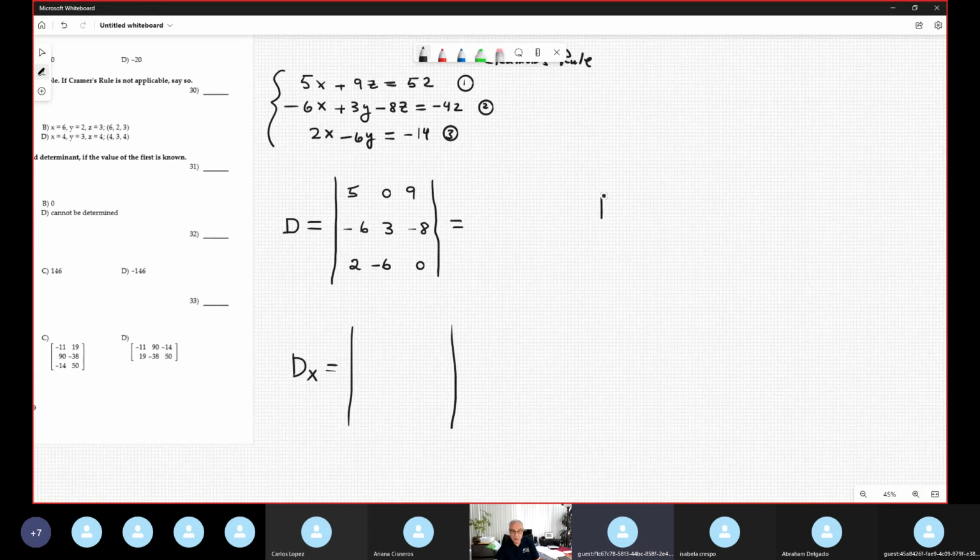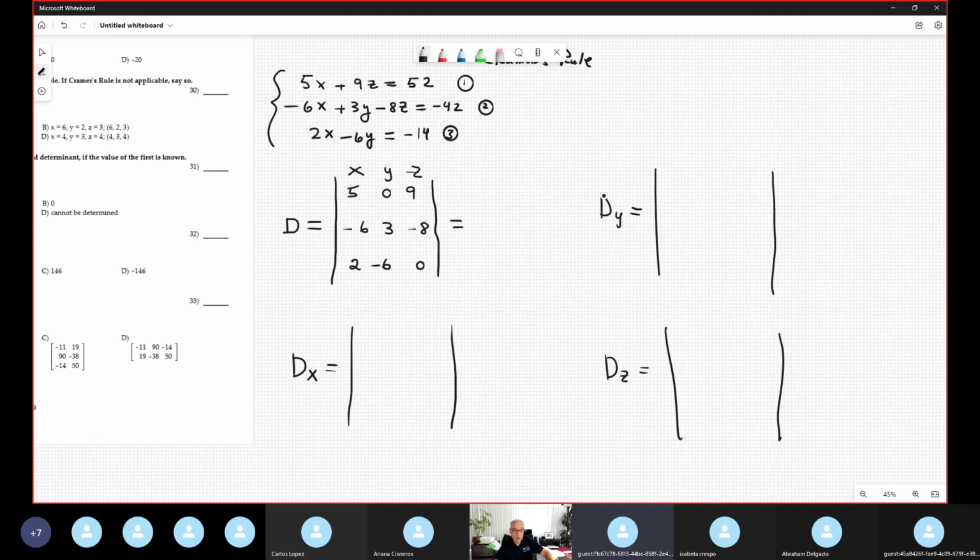You set up Dx and Dy and Dz. Okay. According to the Cramer's rule organization, you replace. You have three columns, no? This is column X, column Y, column Z. You replace the column X with the right-hand side numbers: 52, negative 42, and negative 40. And the rest stays the same.